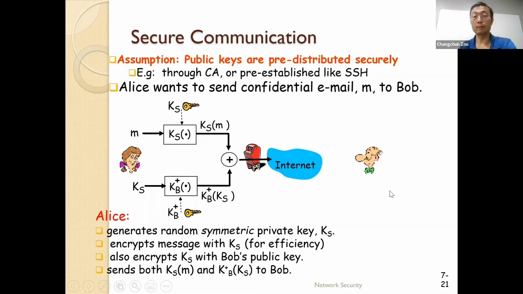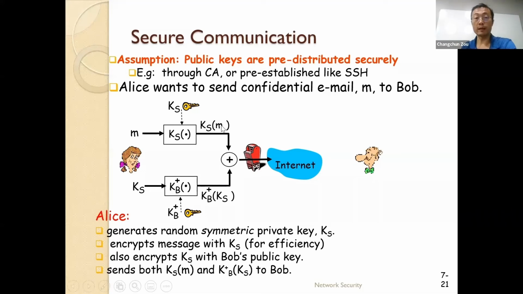Assume that Alice and Bob already know each other's public key. For example, both of them have a digital certificate for their server, so they can distribute their digital certificates to each other. In this way, they know each other's public key. If Alice wants to send a confidential message, for example a confidential email, to Bob, Alice basically does this. Alice will pick a symmetric session key. KS is a symmetric session key. You can randomly pick that AES encryption key.